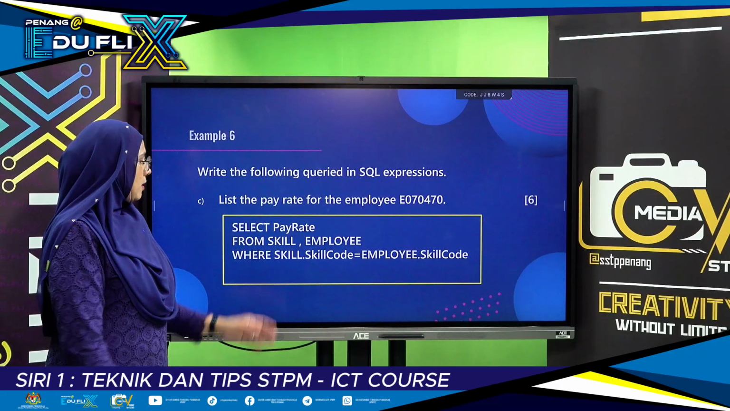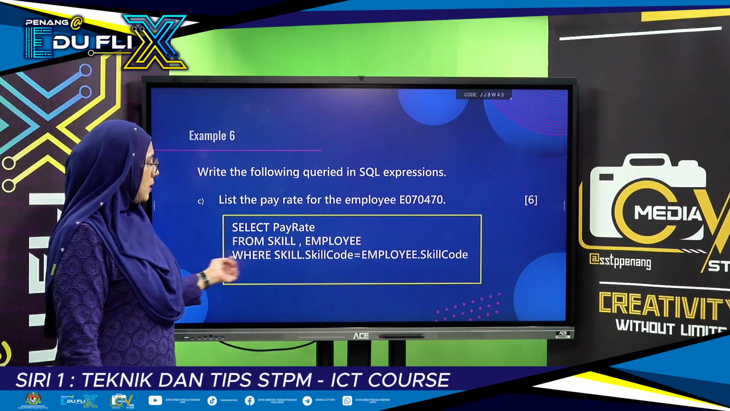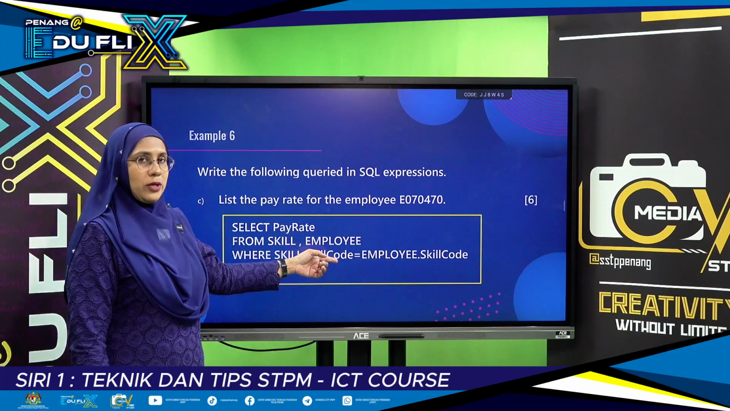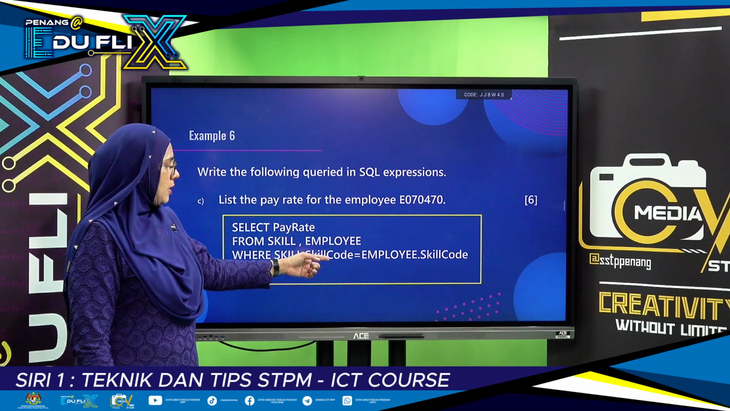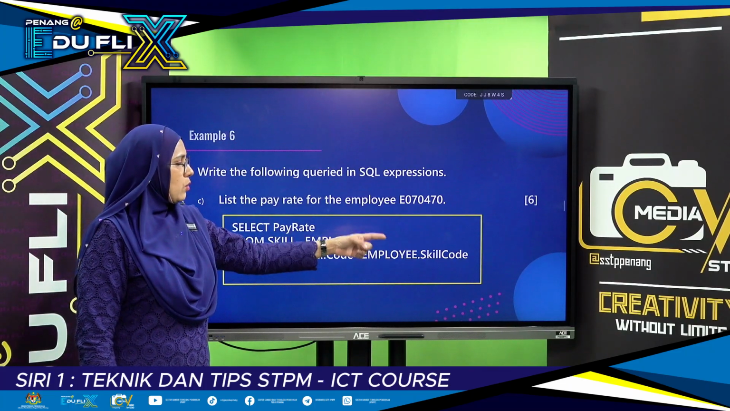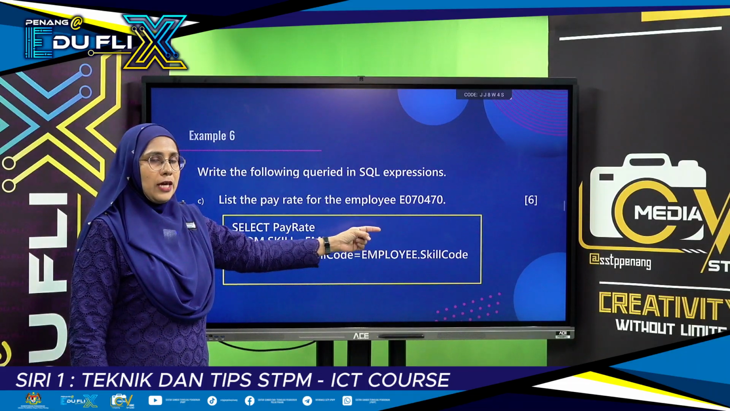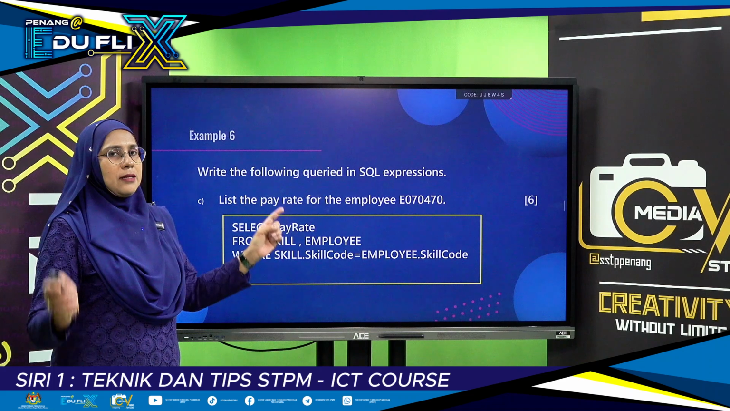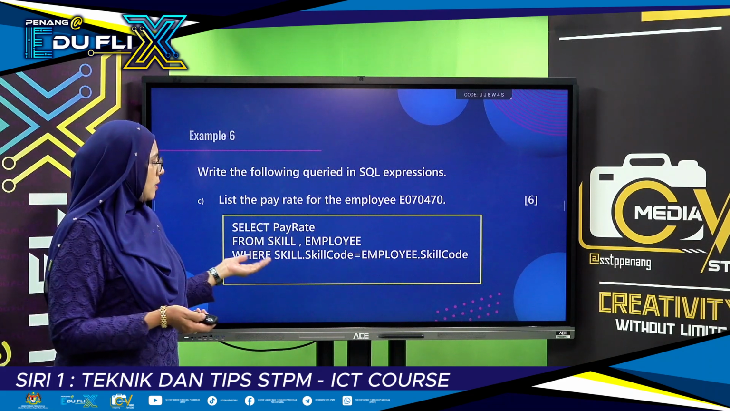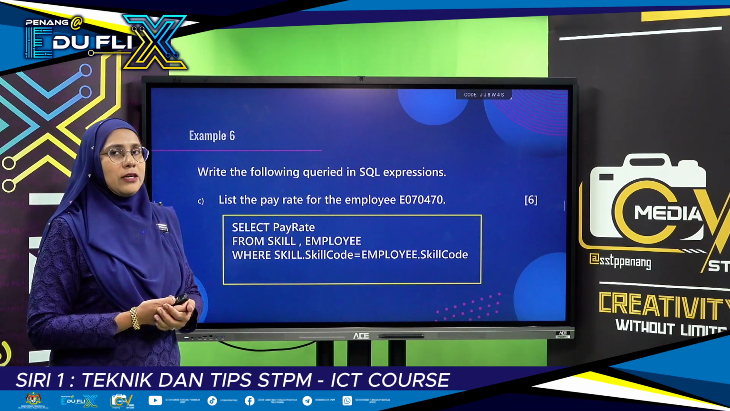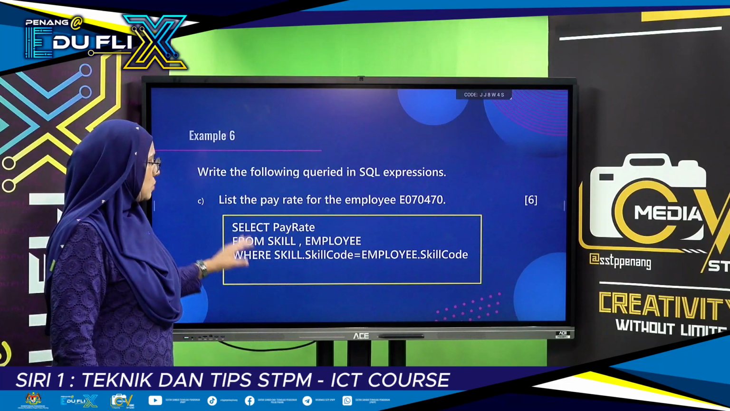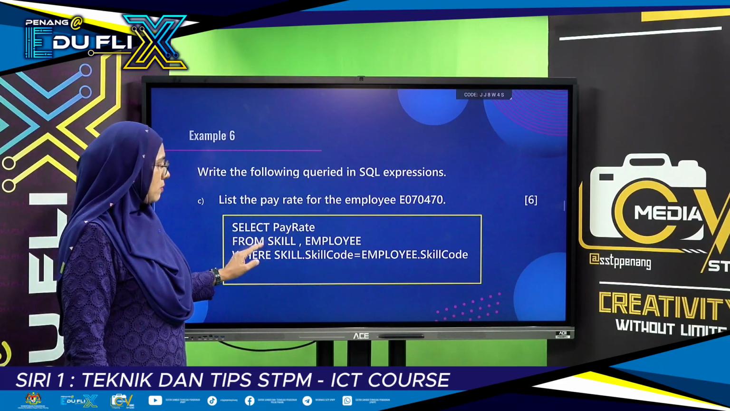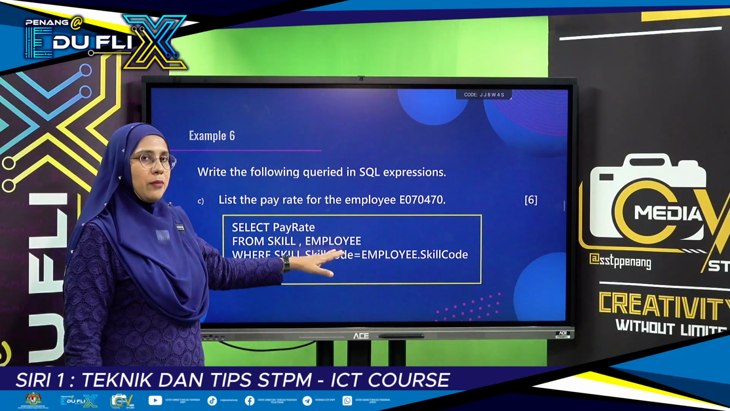Now this is the tricky part here, where skill.skill code, this is the primary key. Employee.skill code, that one is the foreign key. So you have to list this. If you do not list this, SQL cannot find the relationship between the 2 tables. This is to find the relationship between 2 tables, so you must write down the foreign key and primary key here.